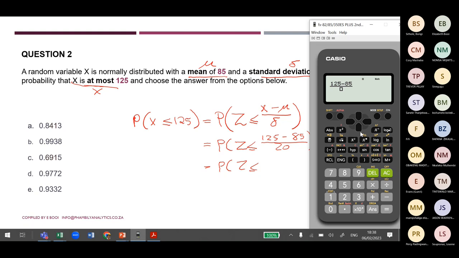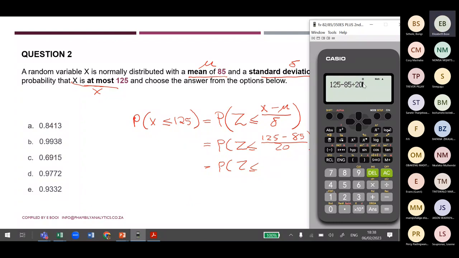125 - 85, divided by 20, equals 2. The chances are you might have typed 125 - 85 / 20. What your equation would have done, let me show you what you would have done. 125 - 85 / 20.